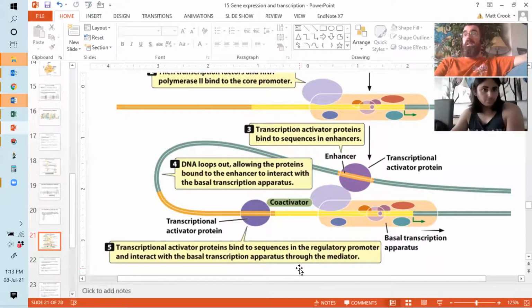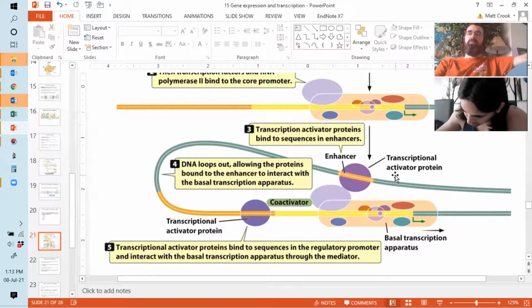And so now you can see how you can interfere with that process. Let's say we have other proteins that bind to these regions but don't activate RNA polymerase. They don't interact with mediator. Now you can actually stop transcription from occurring by inhibiting or interfering with that process. Right, so now we get a lot more complexity.